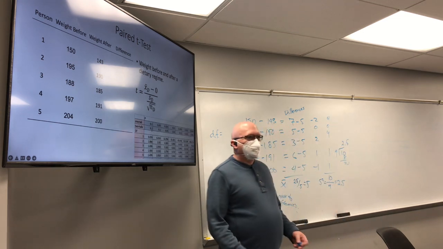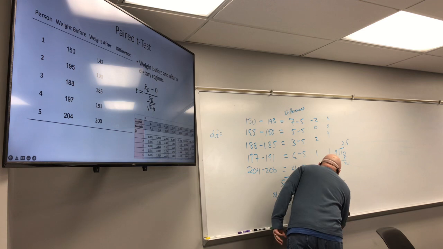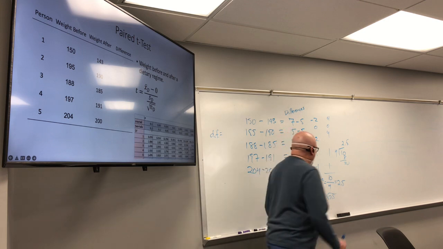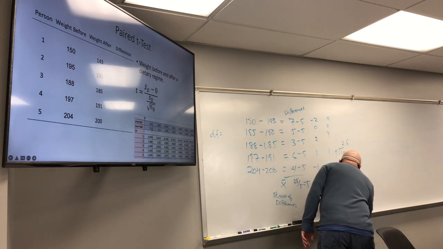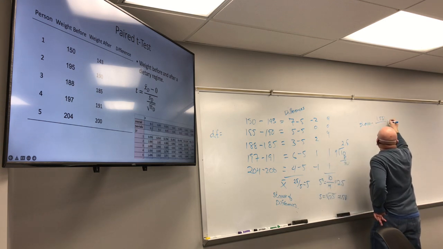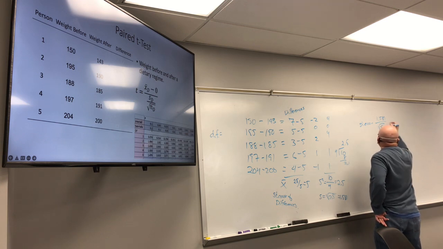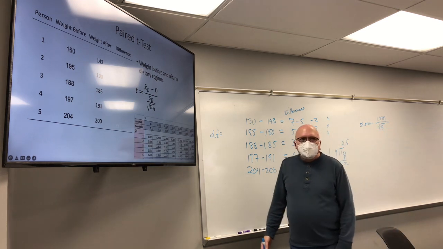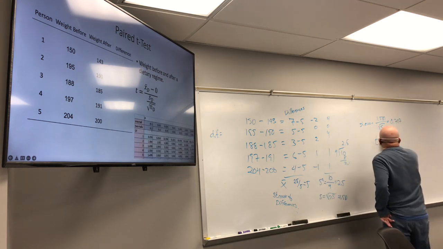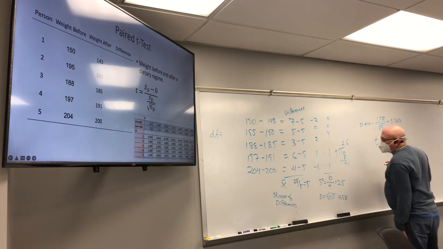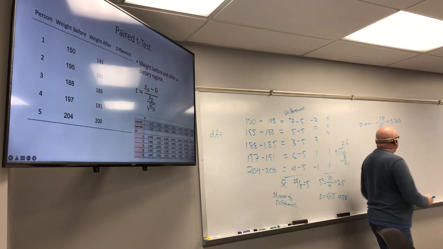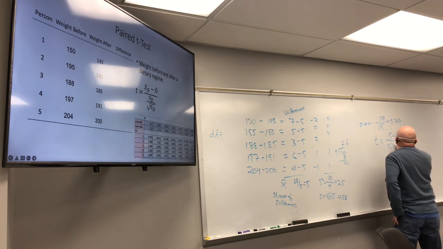Is my math correct so far? Somebody will have to give me the square root of 2.5 because I can't do square roots in my head. And the standard error is 1.581 divided by the square root of 5. So the t-statistic is the average difference, which is 5, minus a hypothesized difference of no weight loss whatsoever, divided by 0.707.